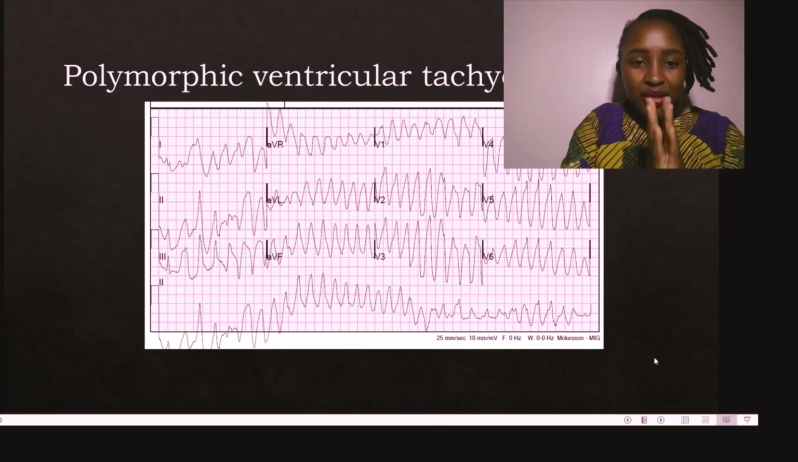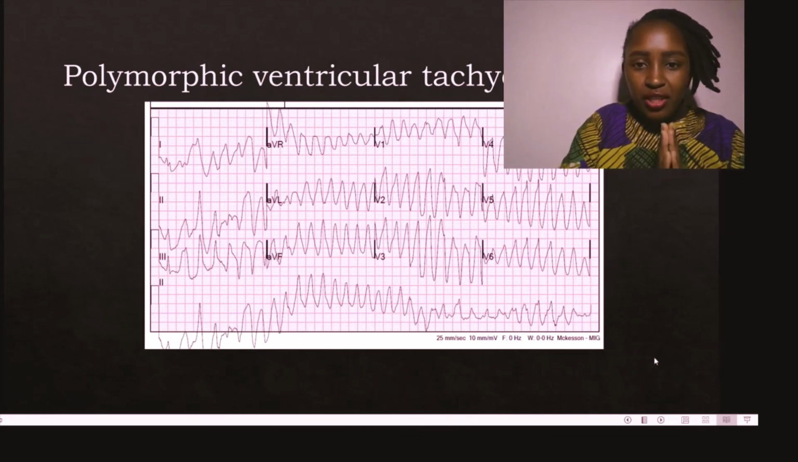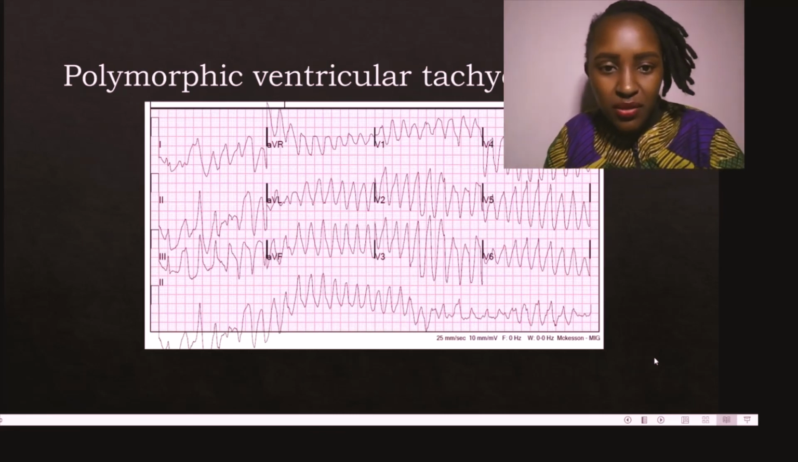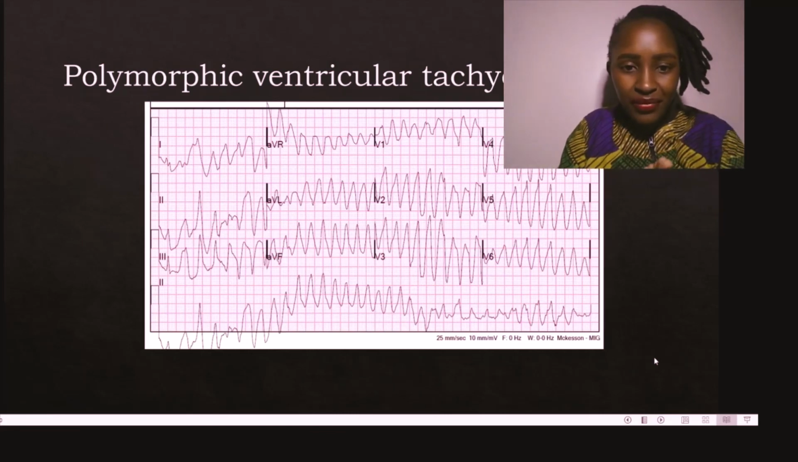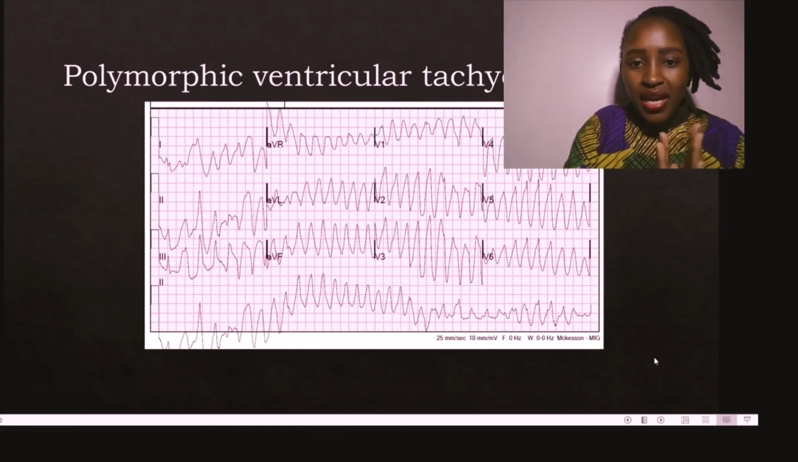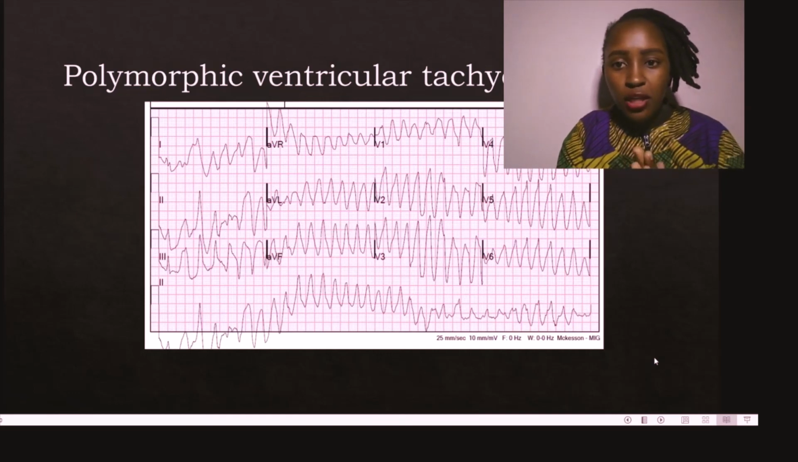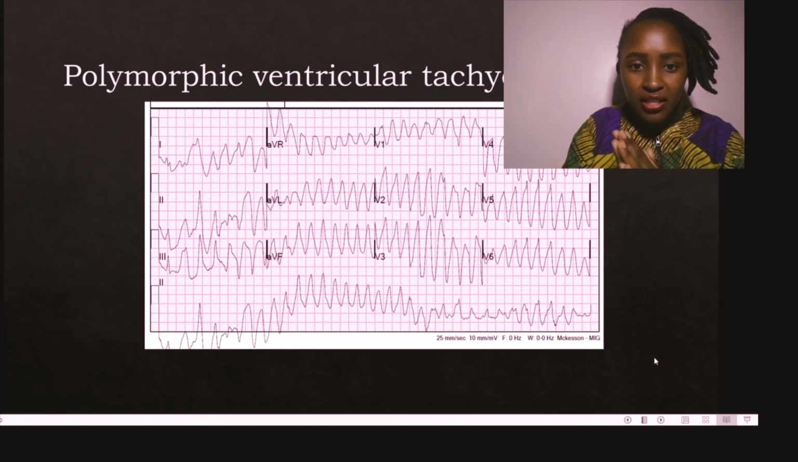So again, on this rhythm, we have a polymorphic ventricular tachycardia. And how do I know this? The first thing that tells me this is that we have an irregular rhythm. The rate is quite high and fast, above 150 beats per minute. The next thing is that we are not able to identify the P wave, and therefore we cannot determine how long or short the PR interval is.